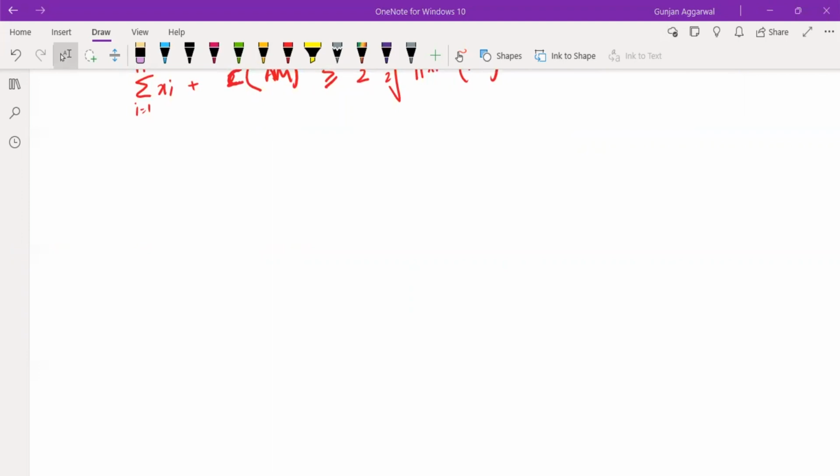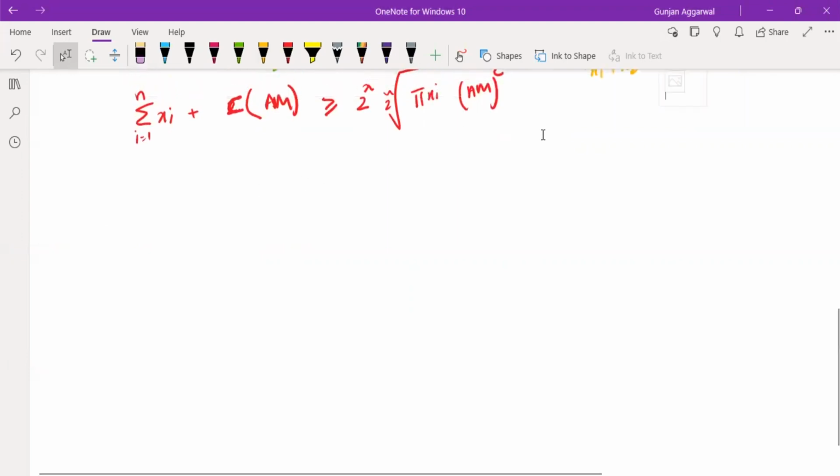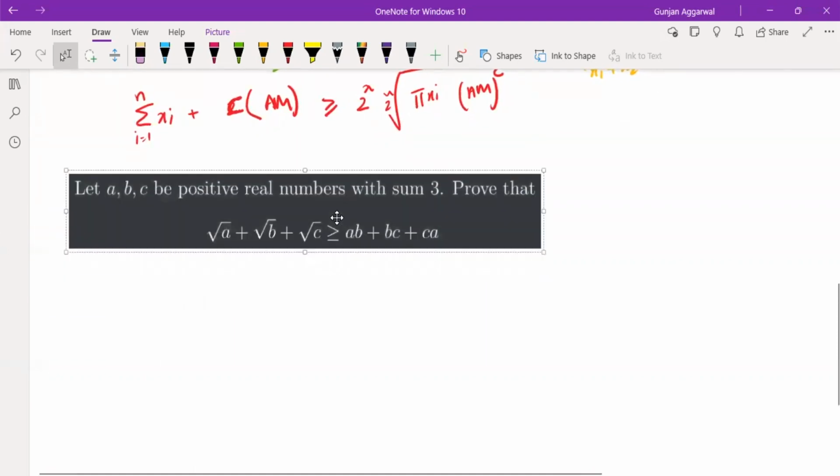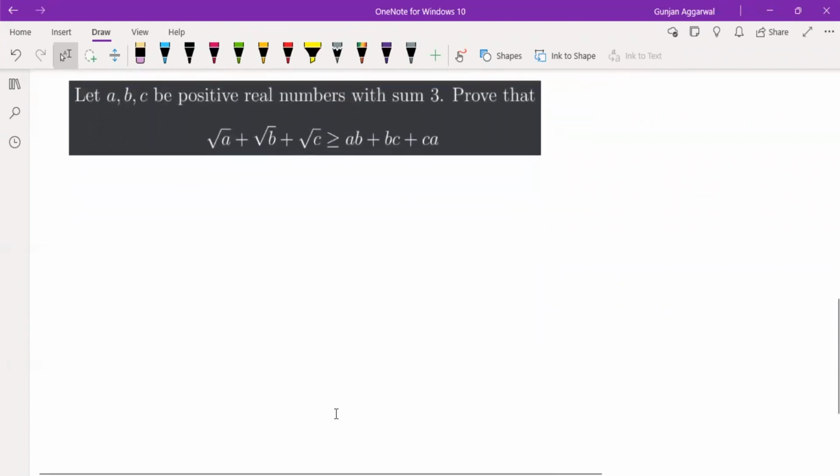I will give a problem. So basically the problem says that if you have 3 positive real numbers with sum 3, and if you take the sum of the roots, then it's greater than the sum of products taken 2 at a time.